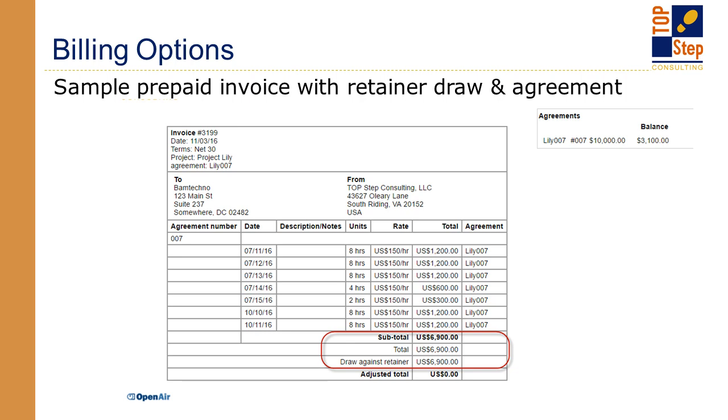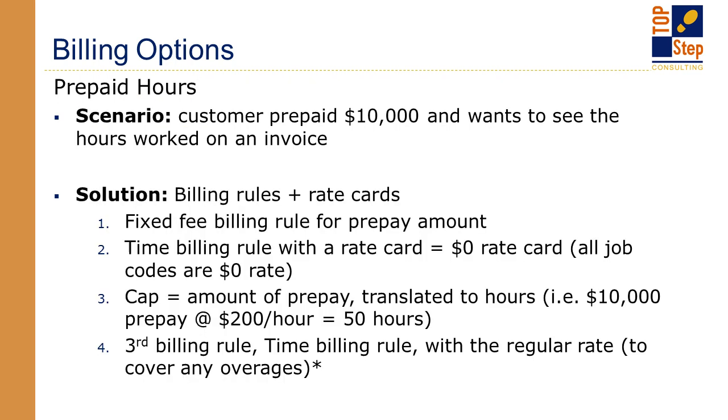For the prepaid hours scenario, this is the one where I wanted to talk about the $0 rate specifically as well. If you've got a situation where a customer paid $10,000 and wants to see the hours worked on an invoice, you would set up a billing rule with your rate card. You'd have a couple different billing rules. You'd have your fixed fee billing rule for your prepay amount.